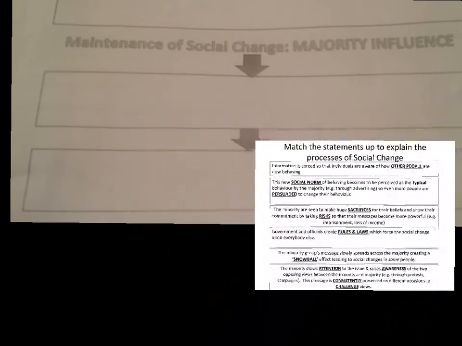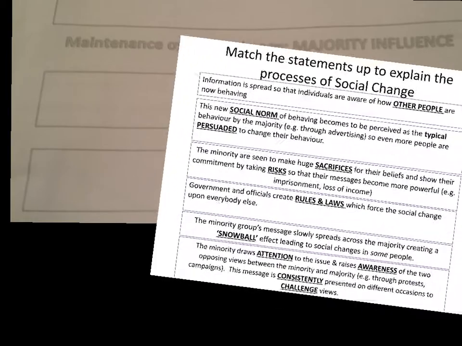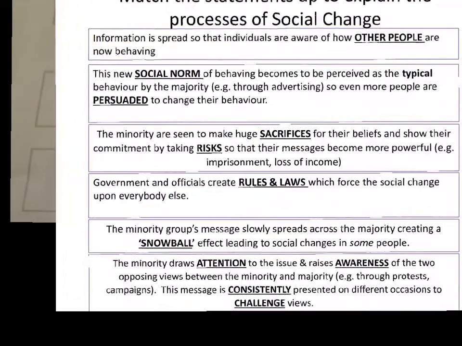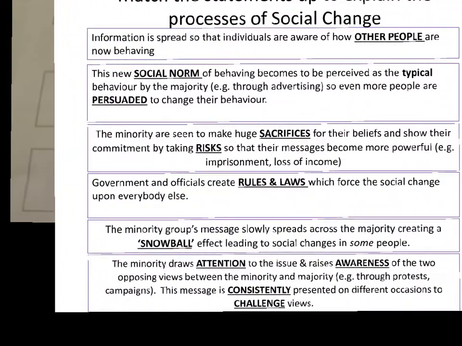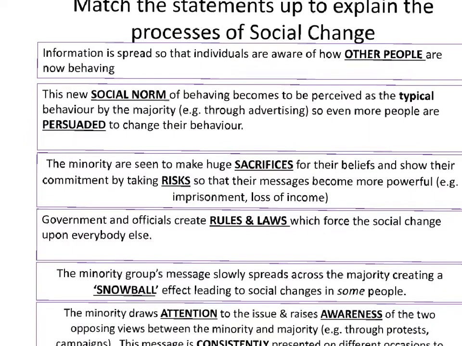So if we want to just place that top statement underneath this box here, into that box, this is again referring to how the social change is being maintained. And then the final statement that we need in this box here, if I just bring up the statements again, what we see is that once people begin to become aware that there is an alternative view, and people start to change the way that they behave, we get to a point where that becomes the new social norm.